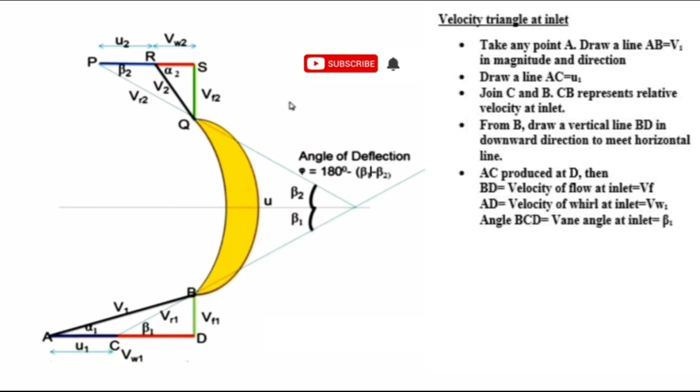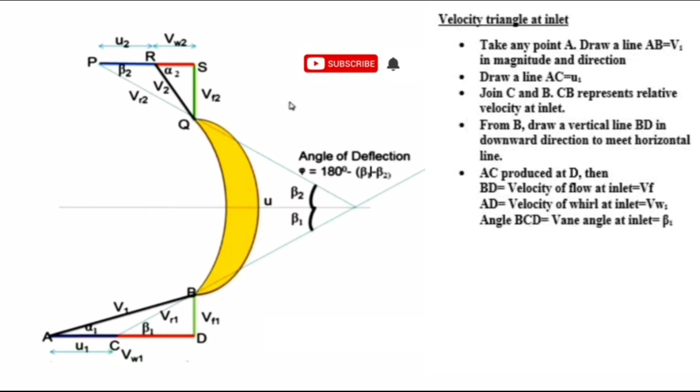Draw a line AC that is equal to U1, the velocity of the plate at inlet. Now join C and B, so that will give the relative velocity at inlet. From B, draw a vertical line BD in a downward direction to meet the horizontal line AC produced. Now BD will be equal to Vf1, the velocity of flow at inlet.